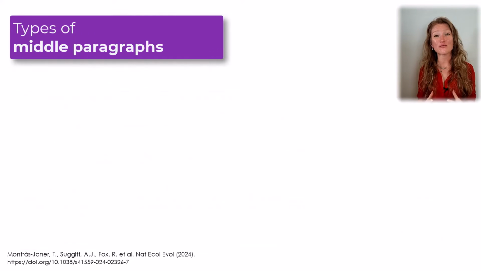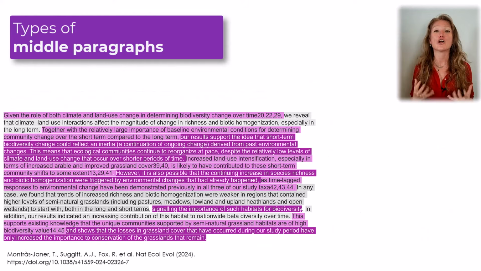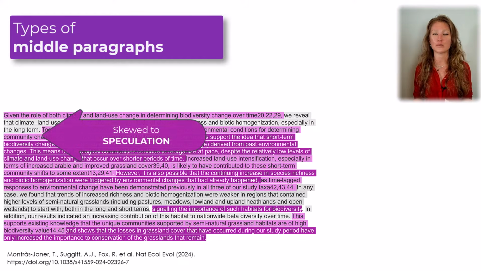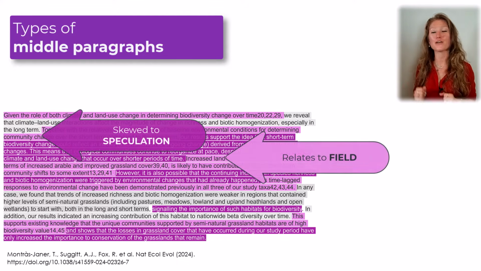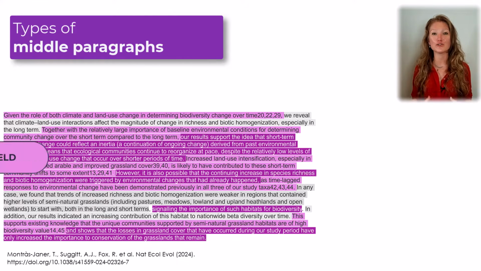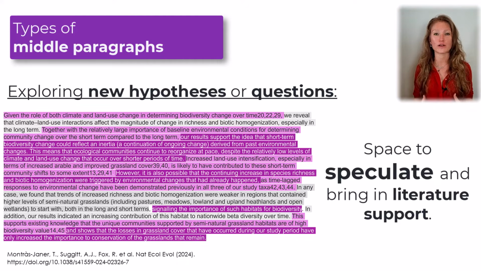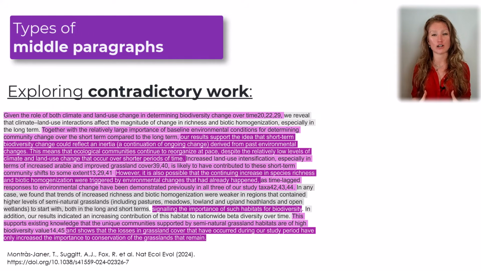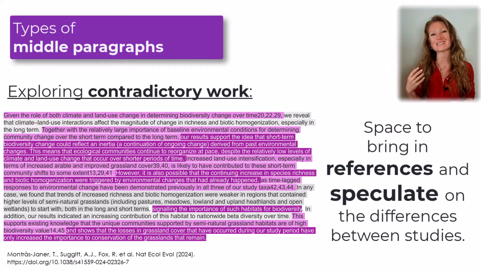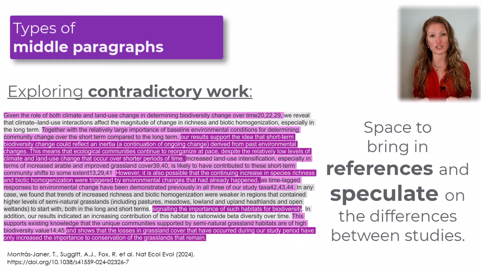You may also have paragraphs that look like this example here. Notice that this one is skewed highly towards speculation, though still has quite a bit of references to the literature in there. Paragraphs like these are great for explaining new hypotheses or new proposed research questions, giving you the space to speculate as well as to tie in a little bit of literature to give them some support. These are also a great place to explain contradictory results, where you can explain what else has been shown in the literature and then speculate on what the differences might be between your findings and those previously published literature findings.